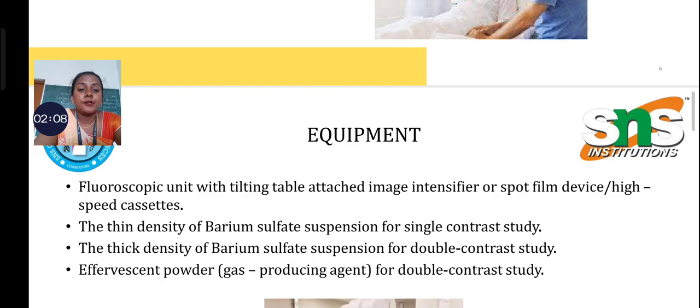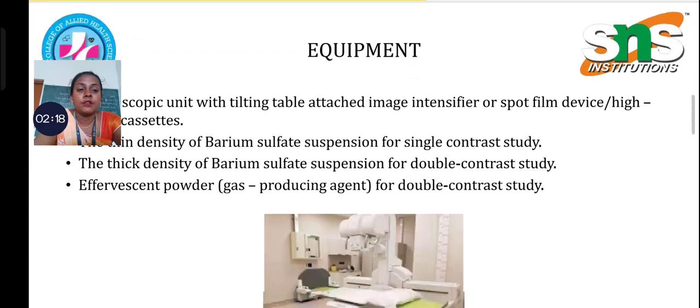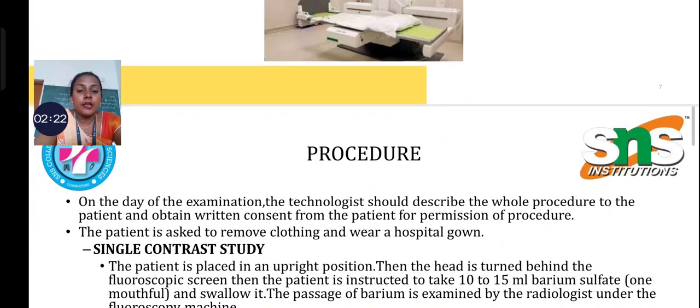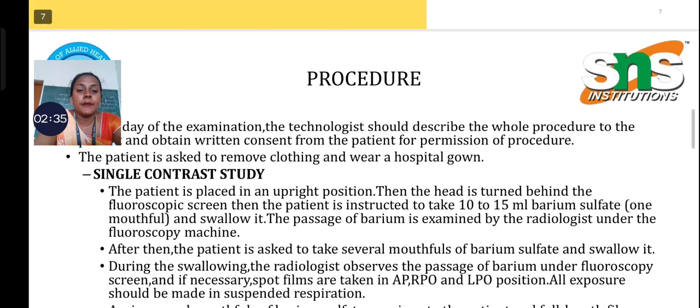The thin density of barium sulfate suspension for single contrast study, the thick density of barium sulfate suspension for double contrast study, effervescent powder which is a gas producing agent for double contrast study. Procedure. On the day of the examination, the technologist should describe the whole procedure to the patient and obtain written consent from the patient for the permission of procedure. The patient is asked to remove clothing and wear a hospital gown.